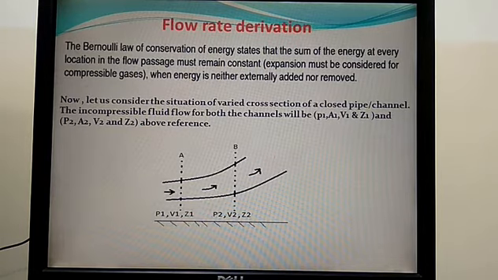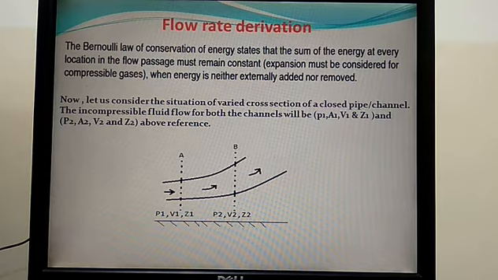Now you see the flow rate derivation. This is the main thing from where we will get our flow rate, and after getting the flow rate we can put any type of flow meter. The Bernoulli law of conservation of energy states that the sum of energy at every location in the flow passage must remain constant. Expansion must be considered for compressible gases when energy is neither externally added nor removed.